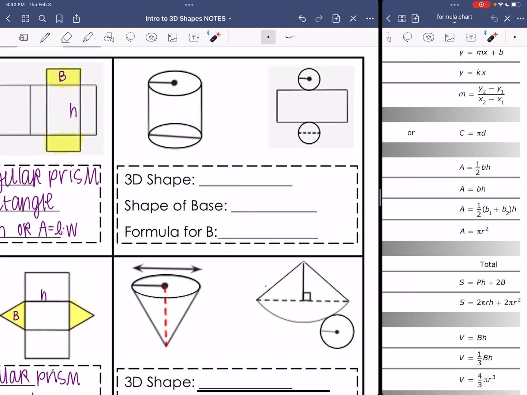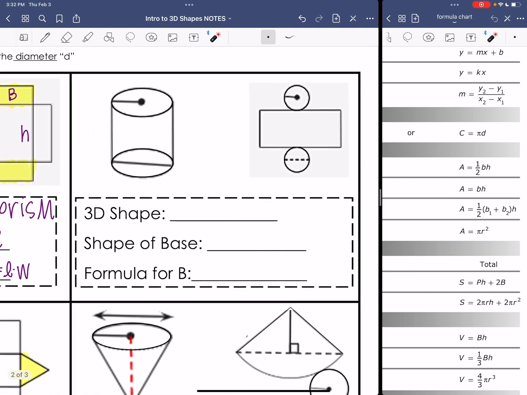We're going to go ahead and now look at our next shape. And our next shape is a cylinder. So on a cylinder, the shape of its base is a circle. So looking at our three-dimensional shape here, up top, the circle would be its base. So this would be big B.